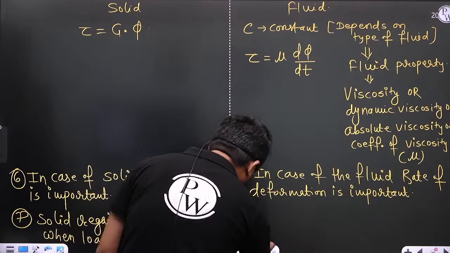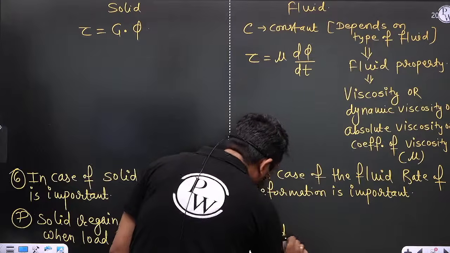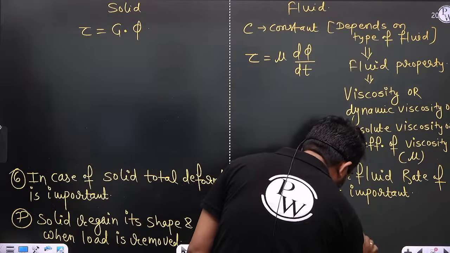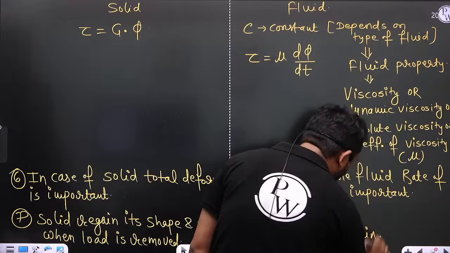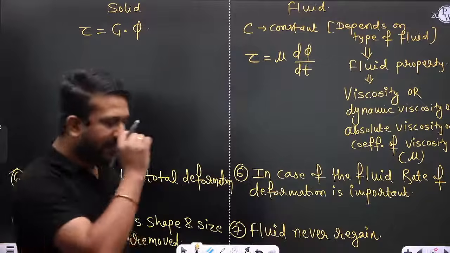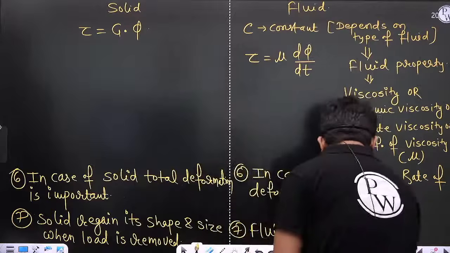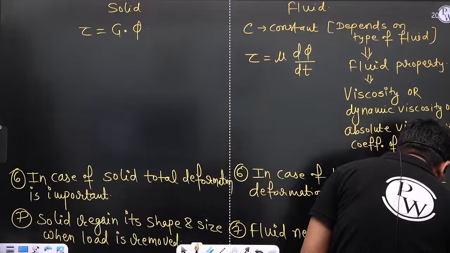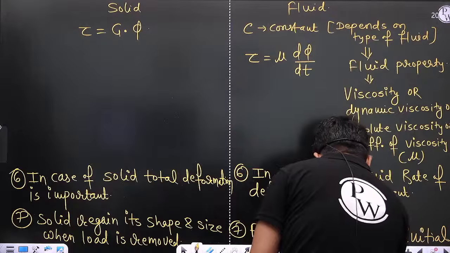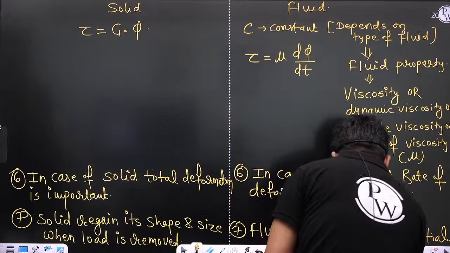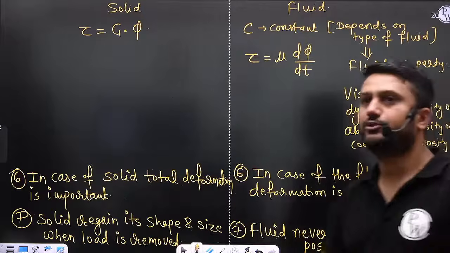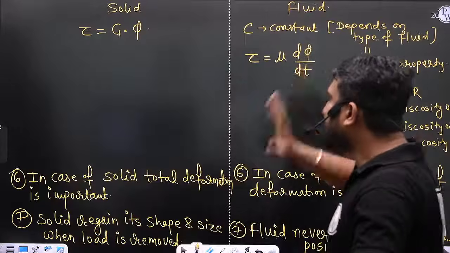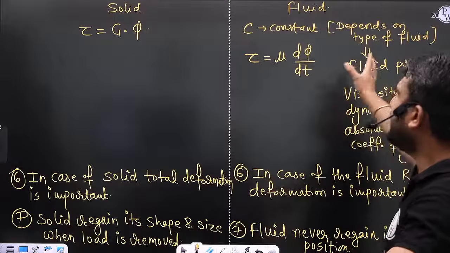Seven: fluid never regains its initial position. Okay, so these are the differences between the solid and the fluid.